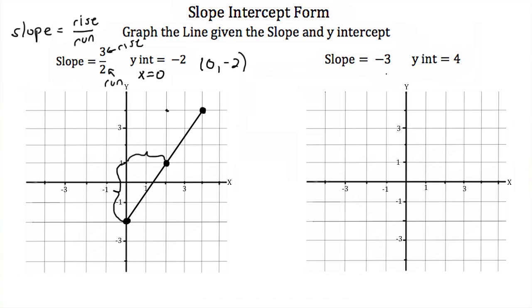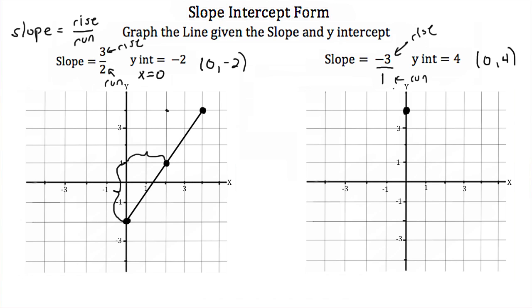Here we have a slope of -3, and think of that as -3 over 1, and a y-intercept of 4, which again, y-intercepts occur when x is equal to 0. So we would have a point at 0, 4. So let's go to 0, 4 on our graph, which is right here. And then our rise is -3, and our run is 1.